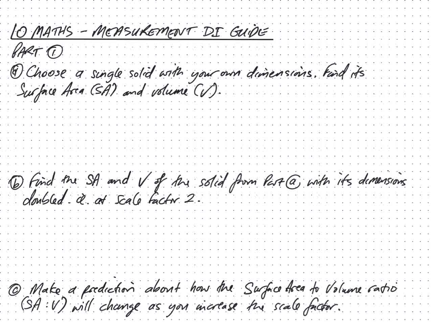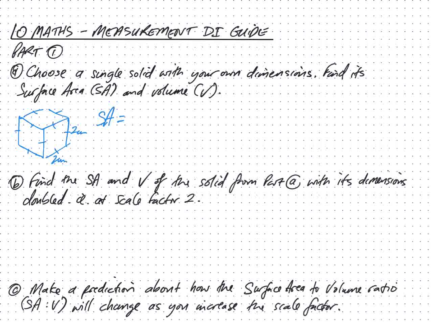SA and V. So I'm going to choose a cube that's 2 centimeters by 2 centimeters. You're not allowed to use that, and I'll know because I'm marking your work. This is an example for you to copy off of. But for your DI, you need to choose your own shape, okay? So it's a 2 centimeter by 2 centimeter cube.